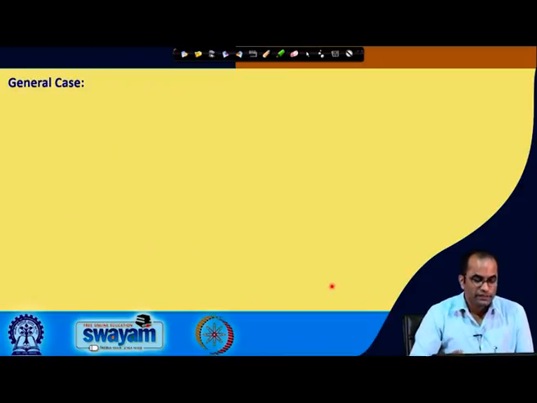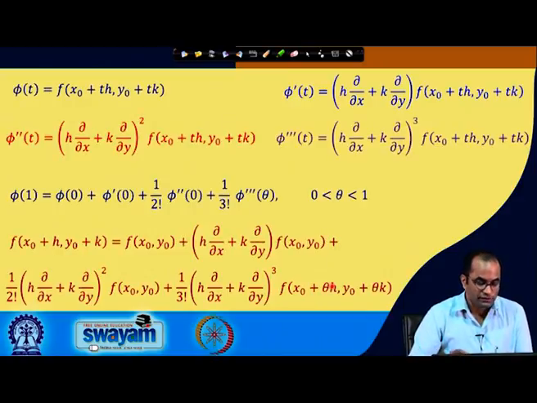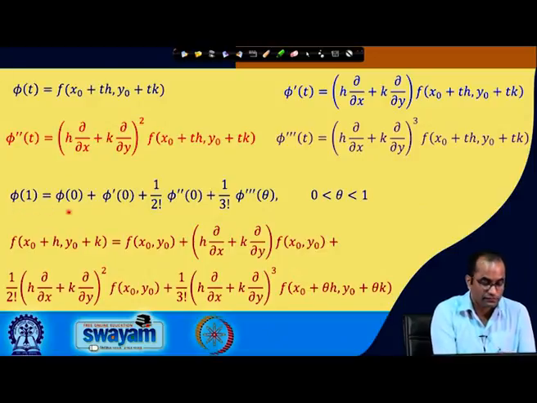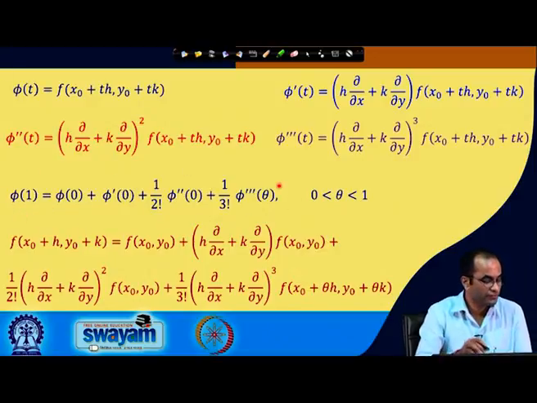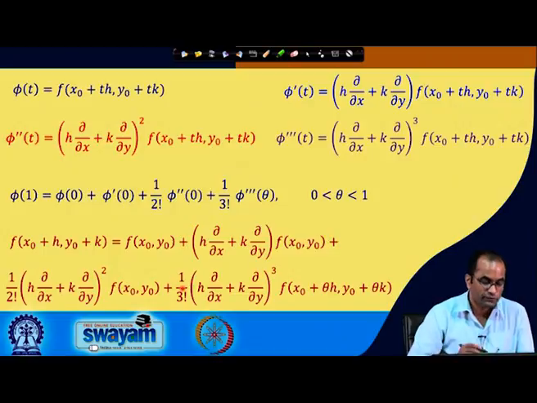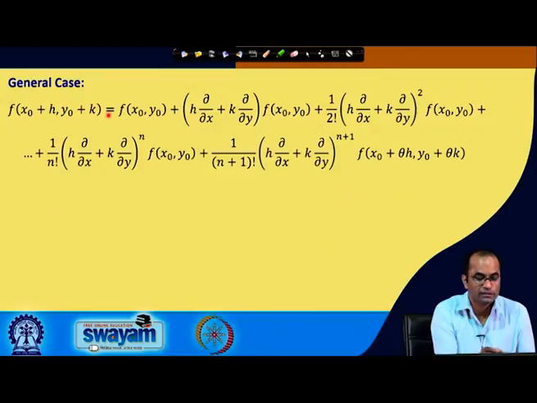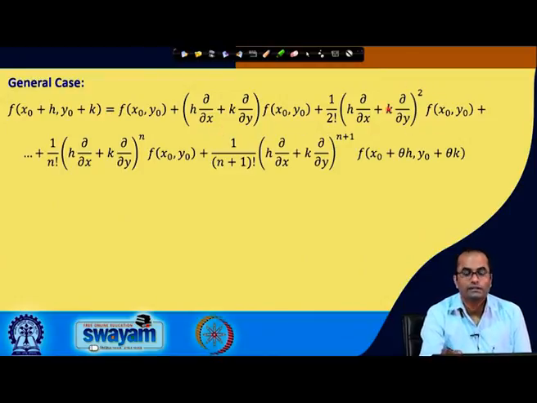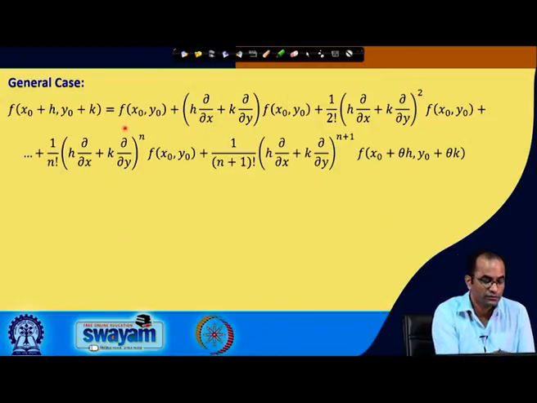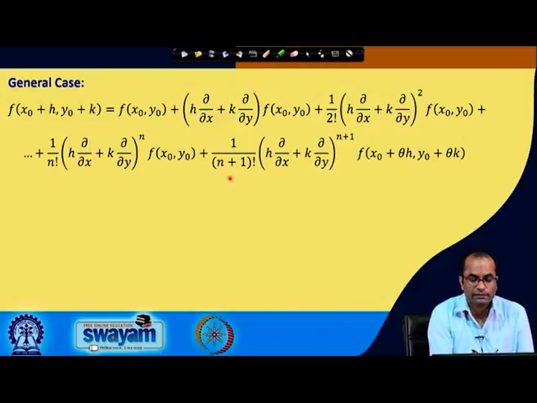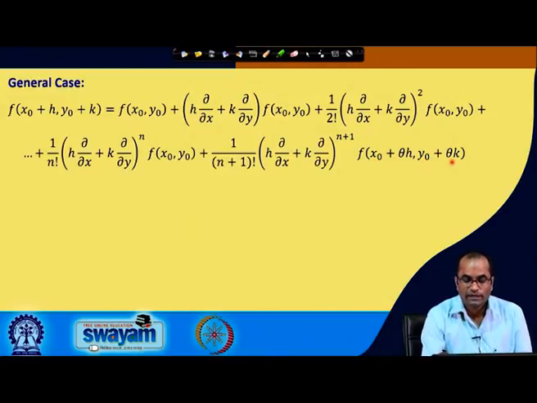And in general, we can extend the expansion in Taylor's theorem of one variable to two variables as well. So in general we have this result for x0 plus h, y0 plus k, and we can keep on continuing: the square term, the cubic term, and then the nth order partial derivative terms, and then this is the remainder term where we have this general point, x0 plus theta h, y0 plus theta k, where theta is between 0 and 1.